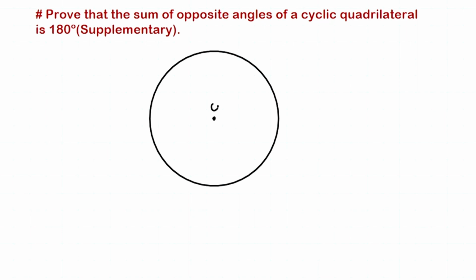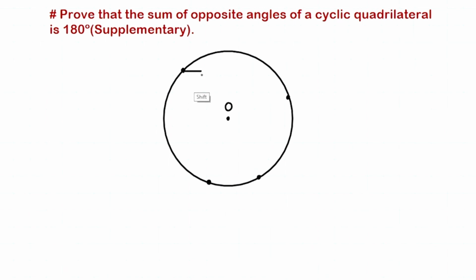Our center is O. Now, what we mean by a cyclic quadrilateral is a quadrilateral whose four corners or vertices are at the circumference of the circle, okay? So, for example, let's say one of the points of our quadrilateral is over here, another point is over here, let's say our third point is over here, our last point is over here, okay? So, we have our four vertices of the quadrilateral touching the circumference. So, let's connect these points and we get our quadrilateral, okay?